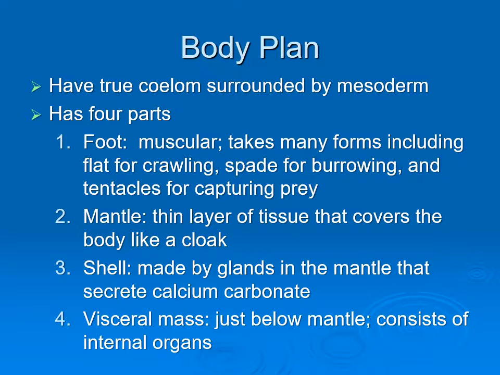The second body part is the mantle. It is a thin layer of tissue that covers the body, and the mantle is going to secrete the shell. The third body part is the shell. It's made by glands in the mantle that secrete calcium carbonate, and that is the same whether it's an internal or an external shell. And the fourth body part is the visceral mass, just below the mantle, and it's all the internal organs that we've been developing as these critters have evolved.